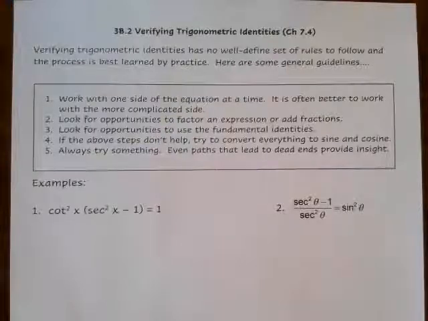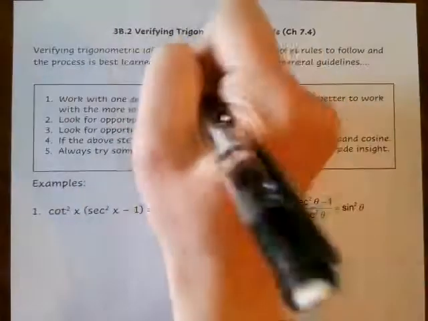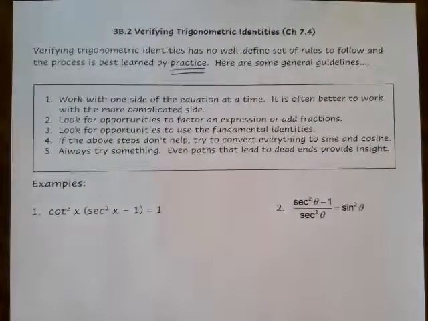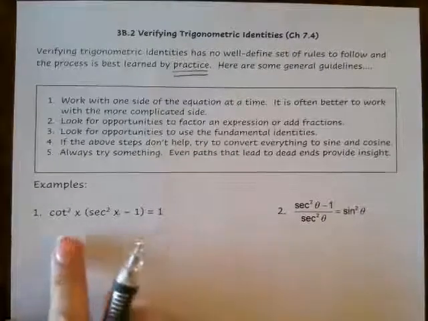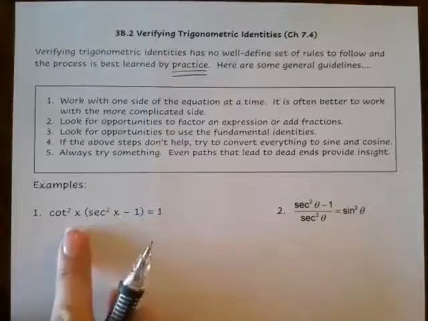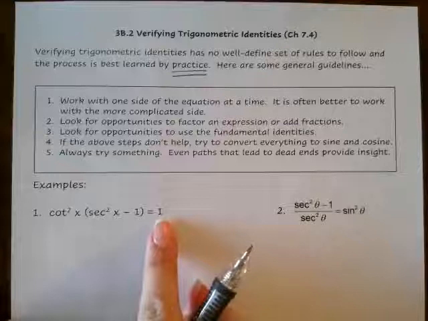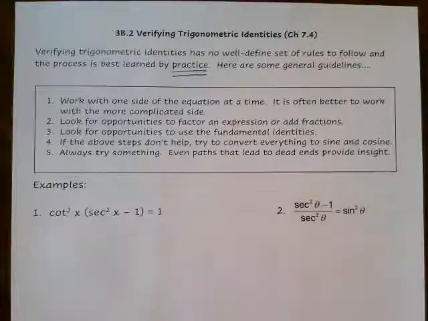So here we go. Verifying trigonometric identities has no well-defined set of rules to follow, and the process is best learned by practice. So it is crucial that you practice. That's how you're going to get the hang of doing it. Here are some general guidelines for you, though. Number one, work with one side of the equation at a time. It is often better to work with the more complicated side. So when you start an equation, for example, this first one, we would want to pick the more complicated side, so this left-hand side, and that means we are not touching the right-hand side. The right-hand side will continue as it goes down. The left-hand side is the one that we're going to touch.